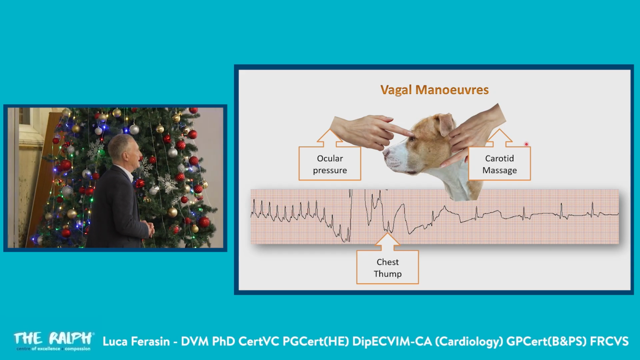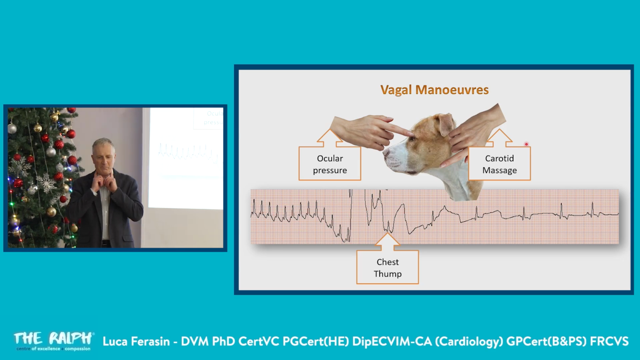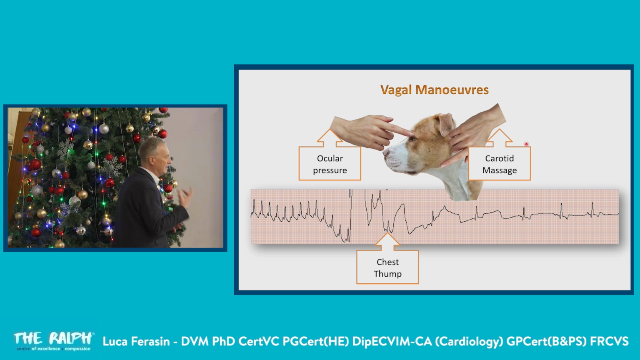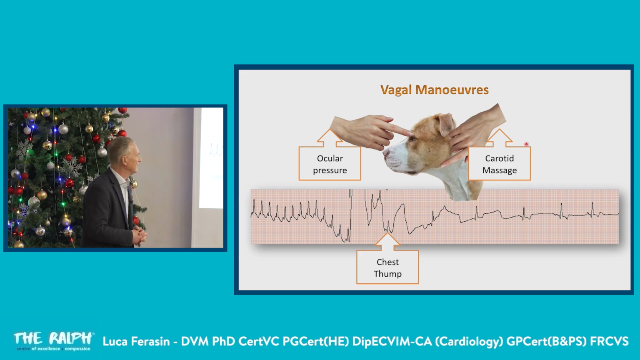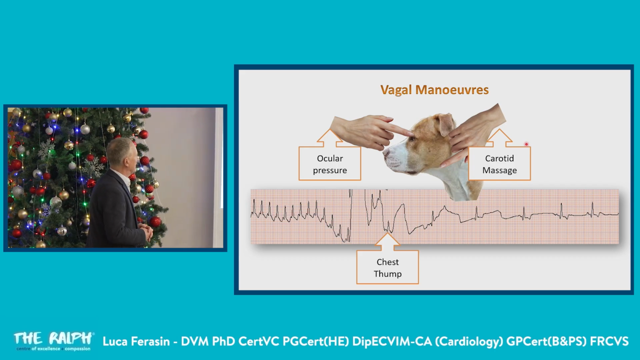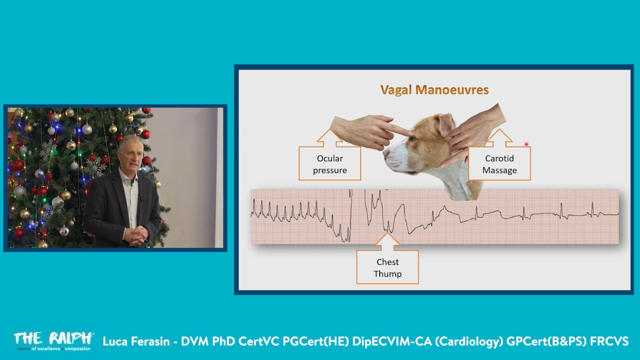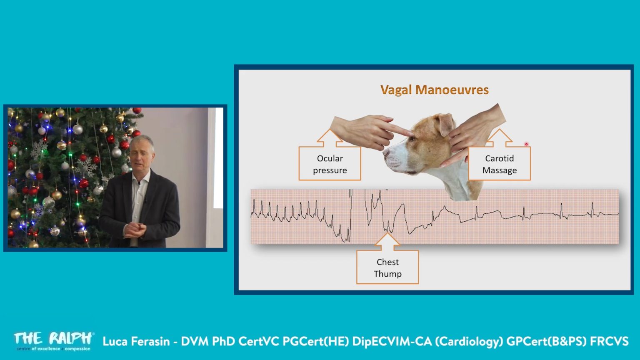Or you can try the carotid massage. Carotid massage is, in my opinion, much more successful. Basically, you press on both sides along the jugular groove to press the carotid arteries that are underneath. There are baroreceptors under there that will stimulate a vagal tone that might interrupt the tachycardia. And the last option could be a chest thump. Basically, you punch the chest on the left side, at the level of the cardiac area. It has to be a pretty hard thump, something like this.